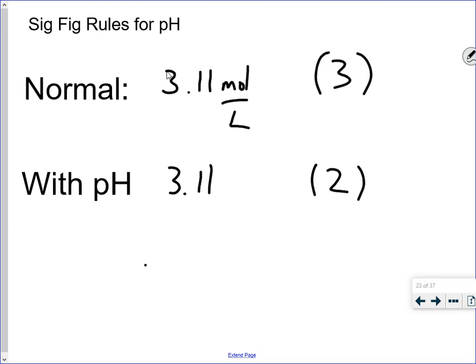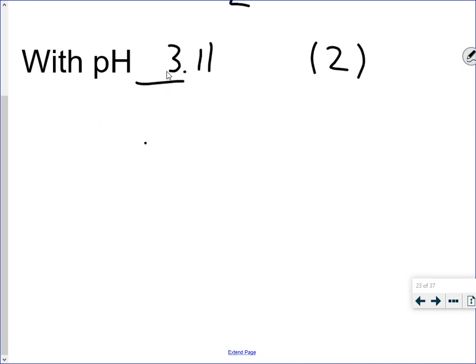Why? Anything in front of the decimal is a log base 10 placeholder. It actually doesn't have any accuracy. It's only the digits after the decimal that count towards significant digits in pH. It's a little thing, and it's not the biggest thing ever, but the rule is different.